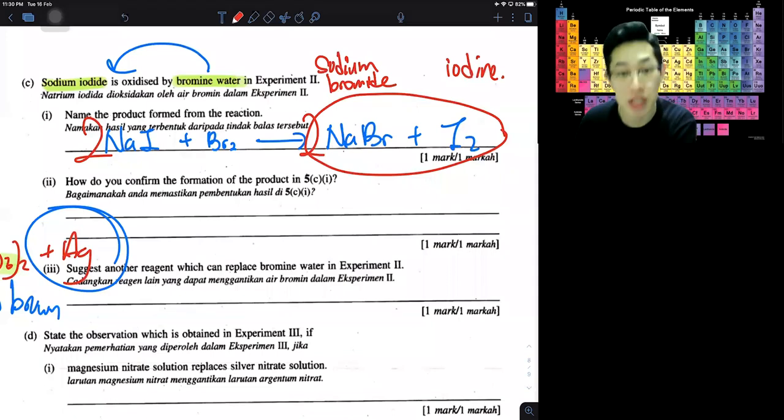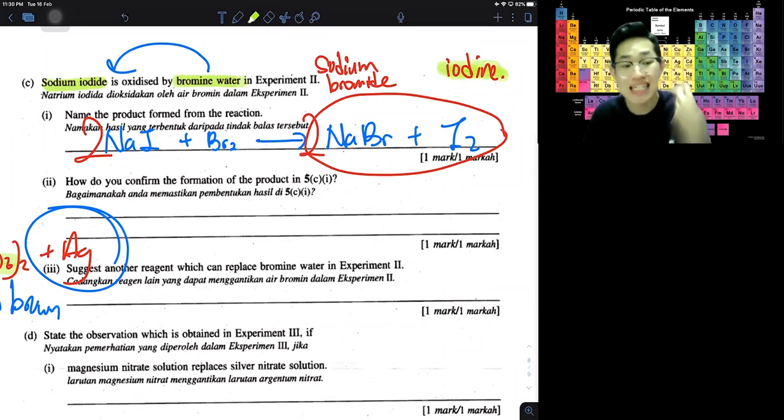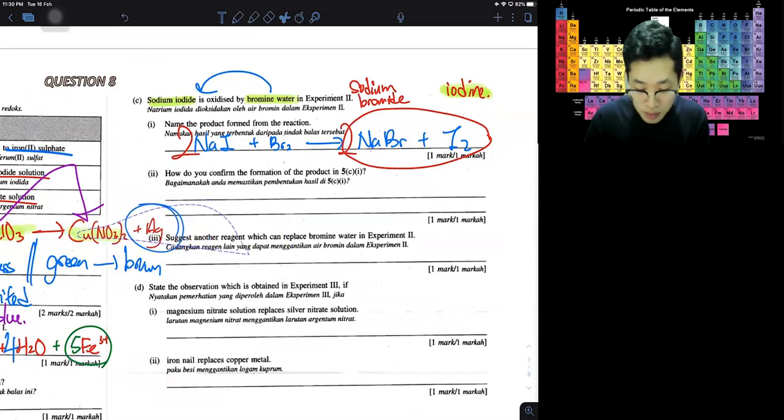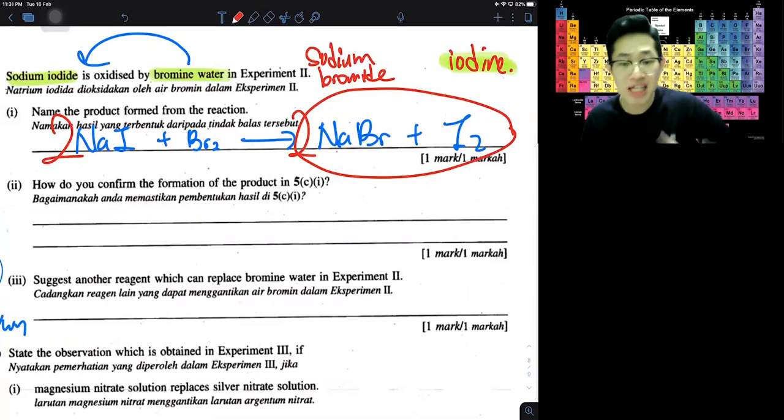Sodium bromide and iodine. How do you confirm the product formed? Basically what they want you to confirm is the iodine, because iodine is the one that is being displaced out. So how can we determine the presence of iodine? That is the question they want to ask you: how to test for the presence of iodine.